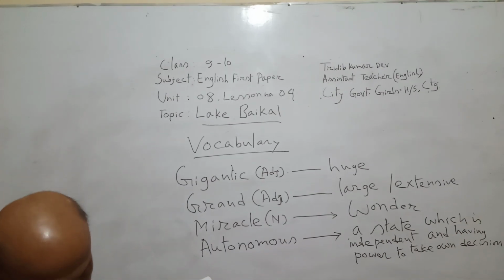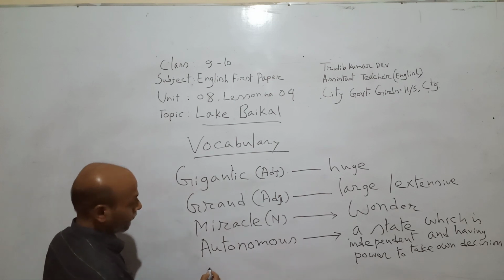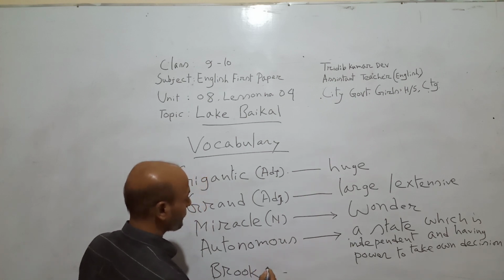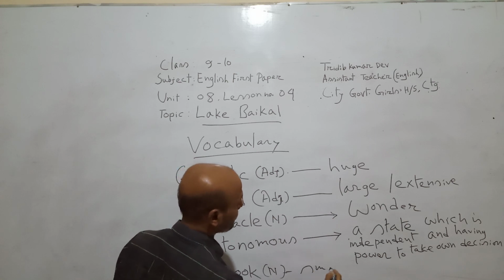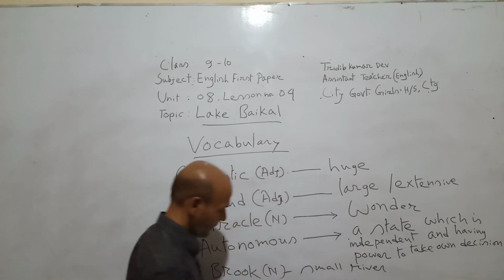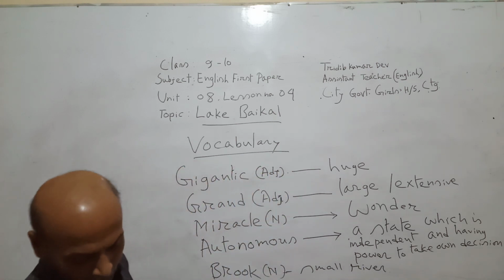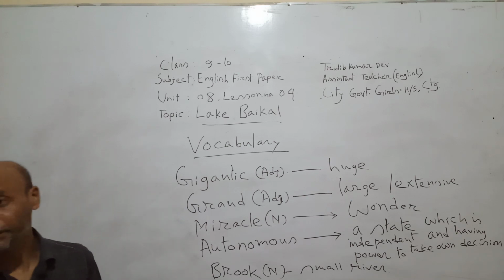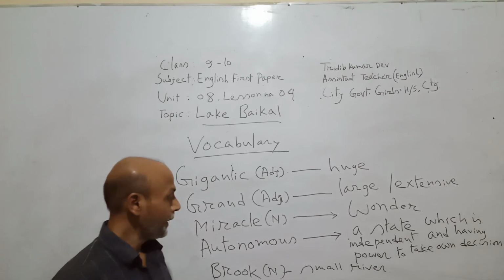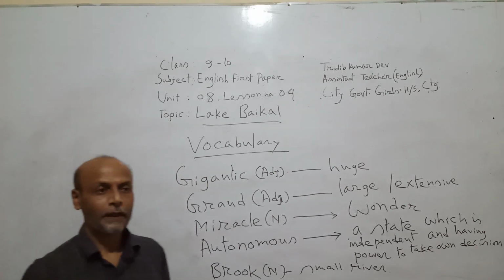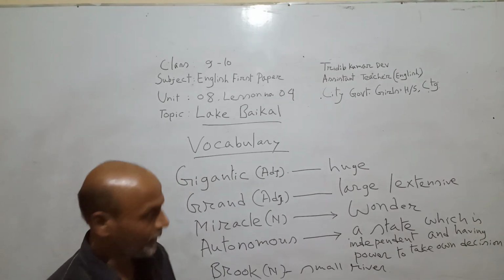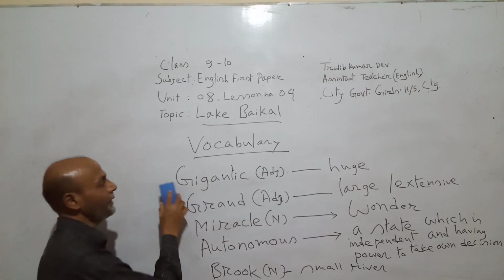And in other words, you can get from here brook. Brook is a noun. A small river. There are more words here. What will you write for exceptional? Exceptional means uncommon, outstanding. Now I have to focus on grammatical points, grammatical spotlights for you.